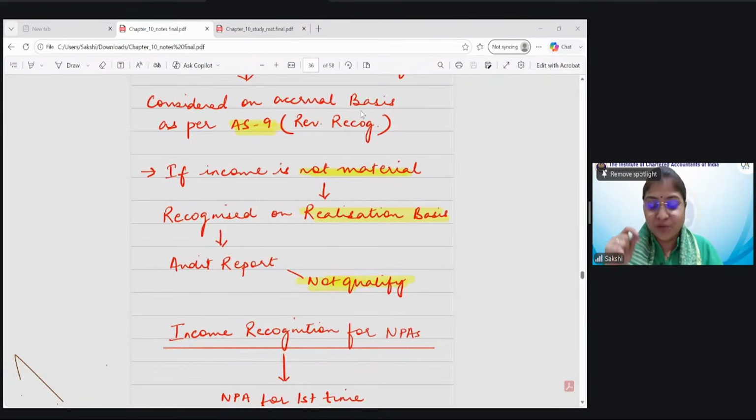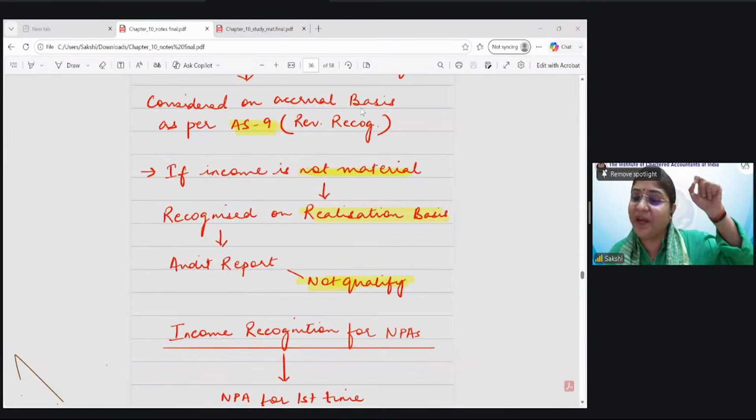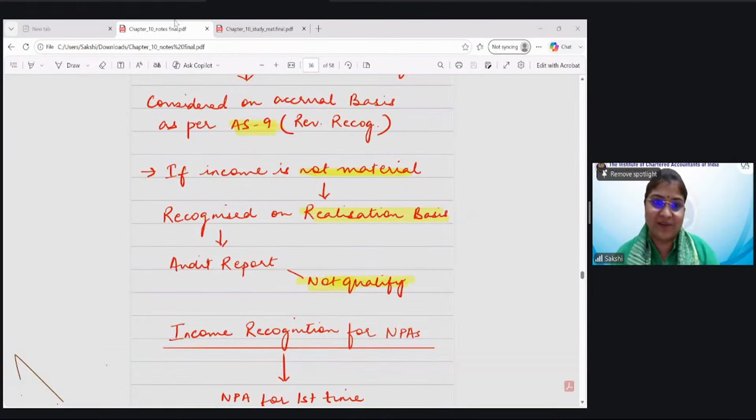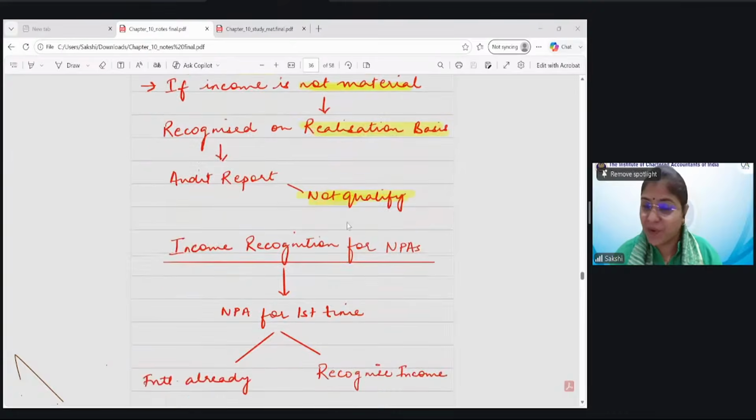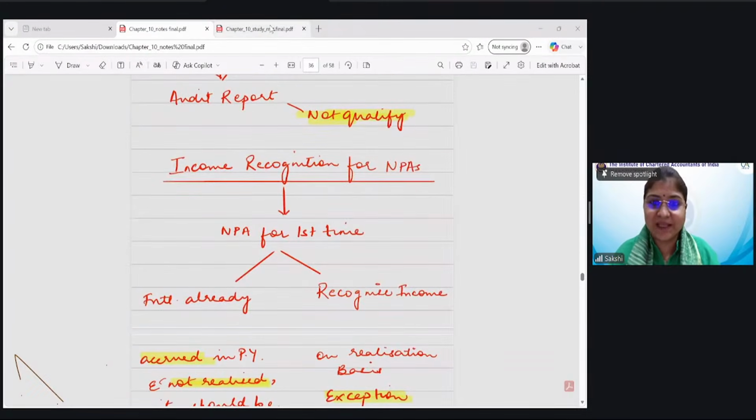Isn't it? Your school fee accrues on the first day of the month. And when you actually pay it to the school, it is realization. Achal, now is it clear? Accrual is on the basis of when it becomes due. And realize is when you actually receive it. Achal, is it clear now? Okay. All right. So let's do from here.